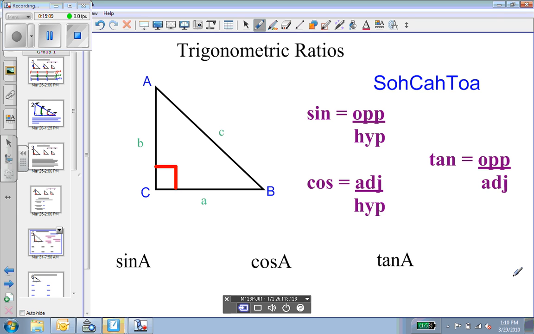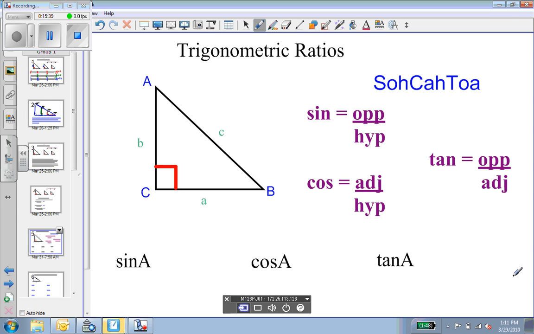So side A is lowercase a across from angle A, which has a capital A. Side B is lowercase b, which is across from angle B. And side C is lowercase c across from the right angle, uppercase C. Does anybody recognize the lowercase a, b, c from anywhere? Excellent. Pythagorean theorem. That's right.